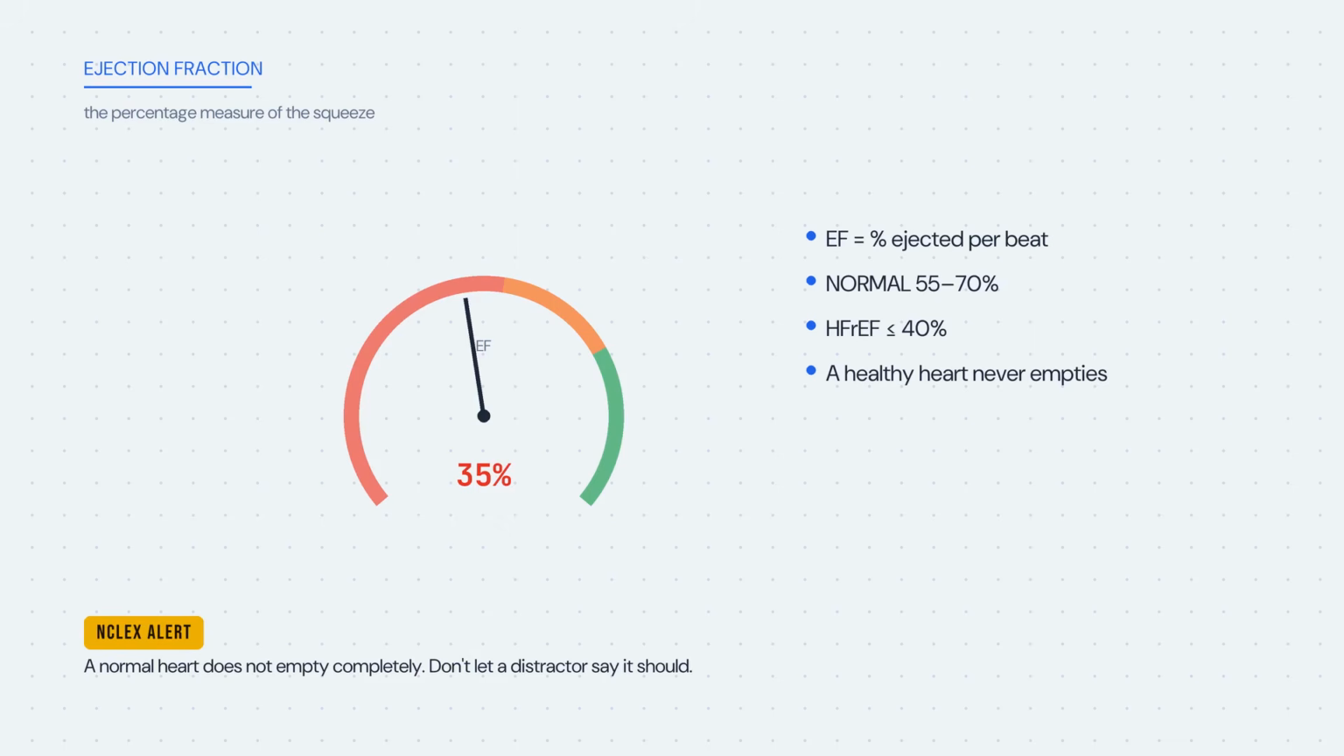So how do we actually measure the squeeze in a real patient? Ejection fraction. It is the percentage of the blood in the ventricle that actually leaves on each beat. Normal is roughly 55 to 70%. Notice that even a healthy heart never empties. That is expected. 40% or below, and we call it a reduced ejection fraction. That is the number on the echo report, and it decides which kind of heart failure your patient has.